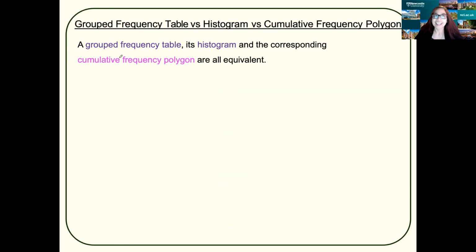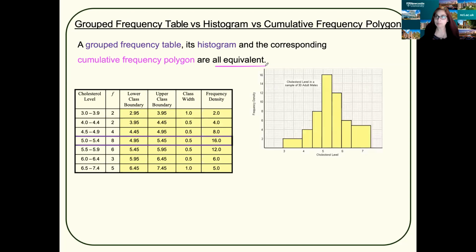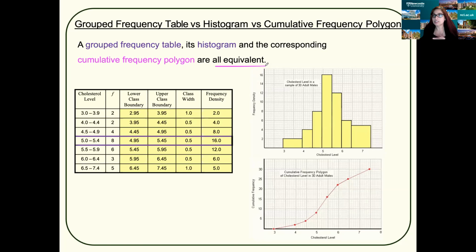Okay, I'll show you that here. A grouped frequency table, its histogram, and the corresponding cumulative frequencies are all equivalent. Let me show you that. Let's take the same example of cholesterol data. That is your group frequency table. And that's your histogram for the same data. And that's the cumulative frequency polygon. You can see that they're all equivalent.